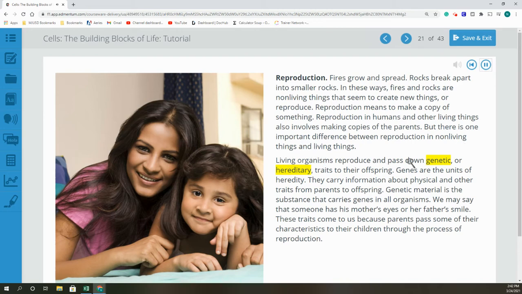Living organisms reproduce and pass down genetic or hereditary traits to their offspring. Genes are the units of heredity. They carry information about physical and other traits from parents to offspring. Genetic material is the substance that carries genes in all organisms. We may say that someone has his mother's eyes or her father's smile. These traits come to us because parents pass some of their characteristics to their children through the process of reproduction.